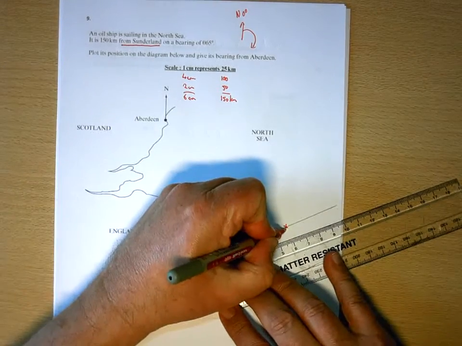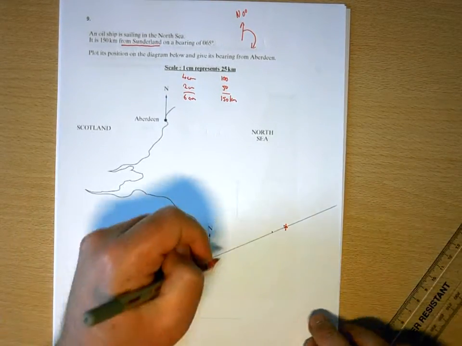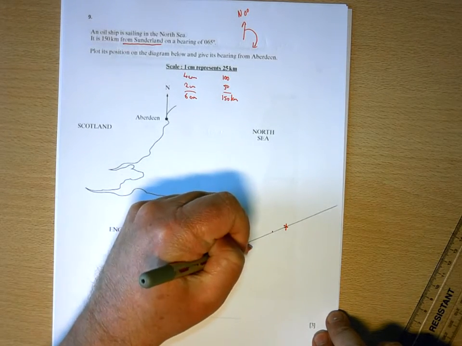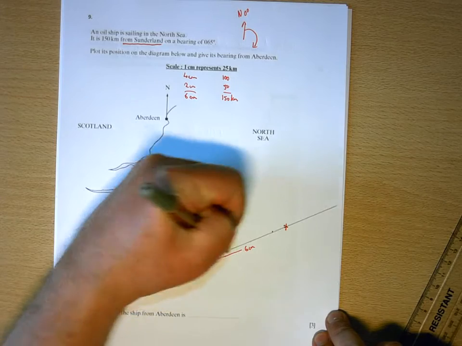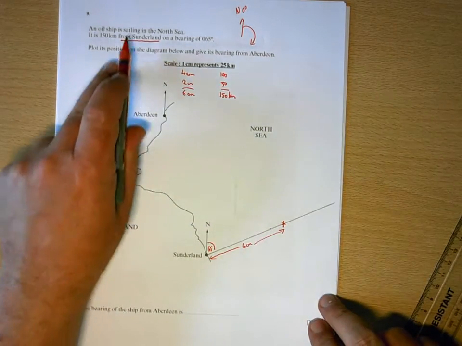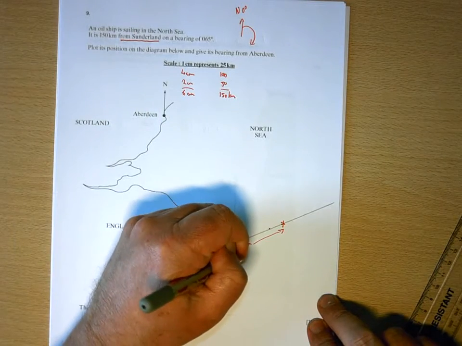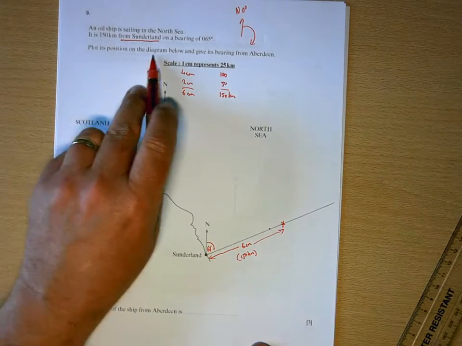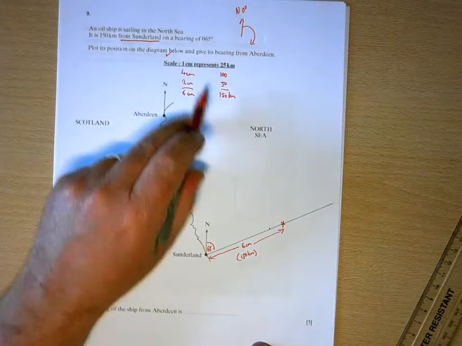So there is 6 centimeters. So that angle there is 65 degrees, and that distance is 6 centimeters, which represents the 150 kilometers. So that's where my ship is. Plot its position on a diagram, done.